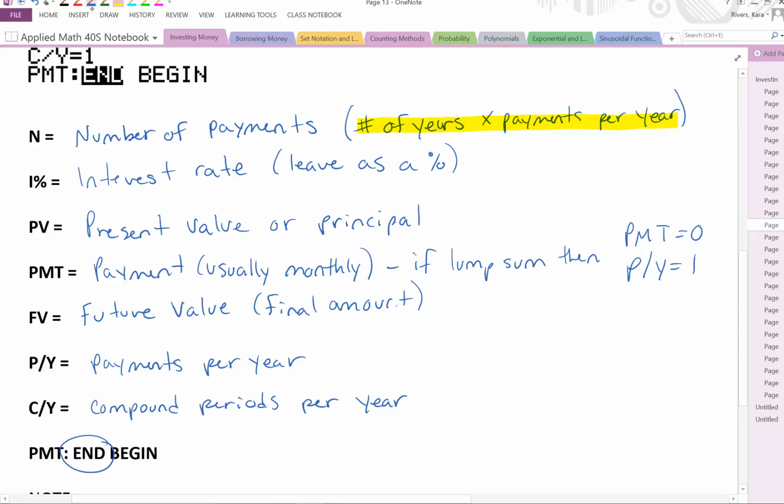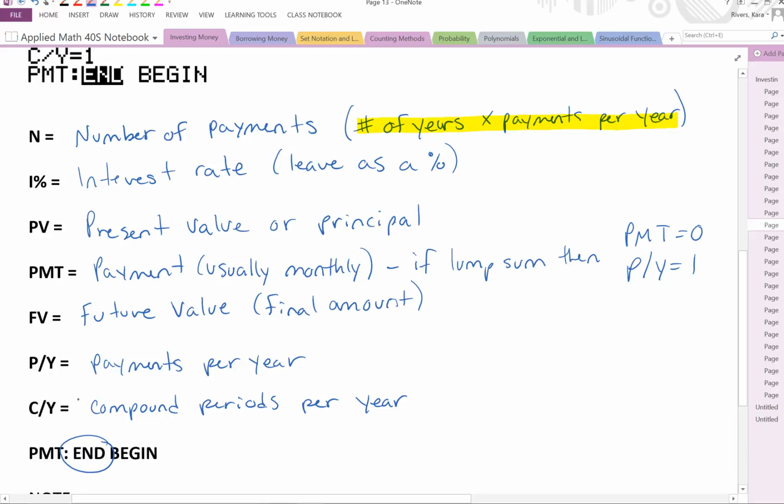FV is your future value. That's the final amount. Okay, that's how much you're going to have at the end, including your principal. PY is payments per year, so how many payments are you doing per year? So if you have one lump sum, then you've only paid it once and you're not doing that again. Whereas if you're doing a monthly payment, then that would be a 12. If you're doing a semi-monthly payment, that would be a 2. So depending on how you're paying into your investment.